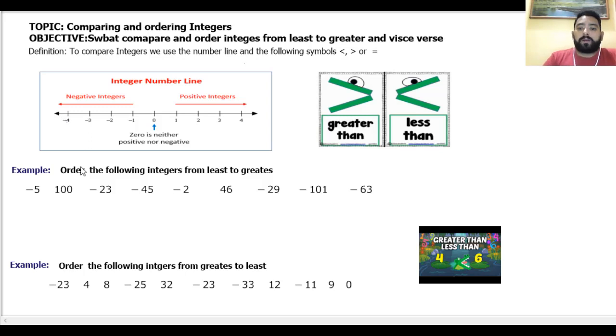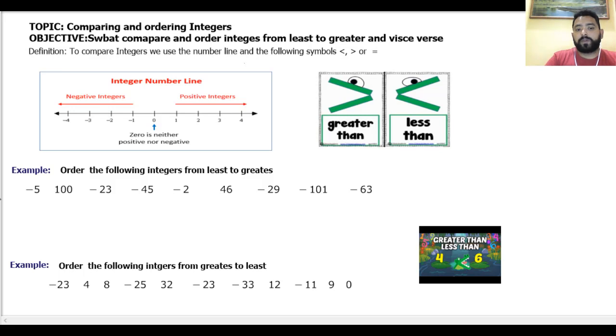Now, I'm going to give you some examples of how to order different integers. As you see, we have negative 5, 100, negative 23, negative 45, negative 2, 46, negative 29, negative 101, and negative 63. These numbers are integers because they are positive and negative numbers. In this example, we need to order from least to greatest. So how are we going to do that?